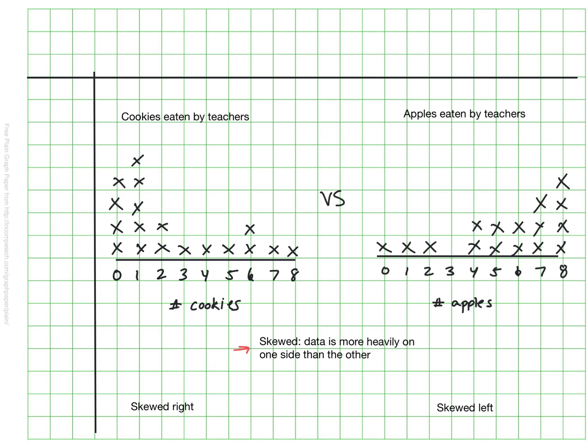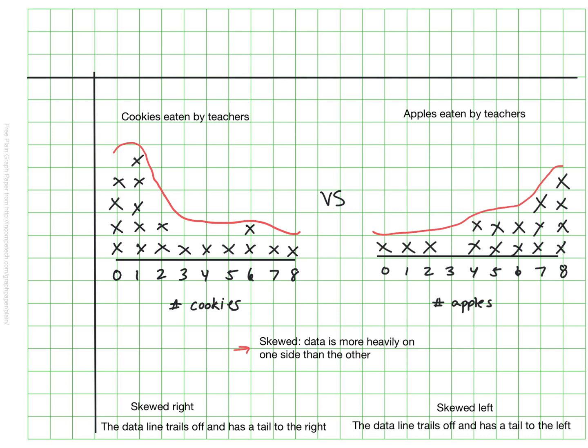So you can see with our cookies graph, right? It's kind of really clustered there on the left-hand side, and then it kind of trails down to the right. And it's the opposite here for our apples, right? It kind of is really high here on the right, and then it skews down towards the left. One way people describe how to define which is skewed left and skewed right is by calling this line that we've traced down here the tail. And so the skewed right has a tail that kind of trails off to the right, and the skewed left has a tail that falls down to the left. So just keep that in mind when you're comparing the two.